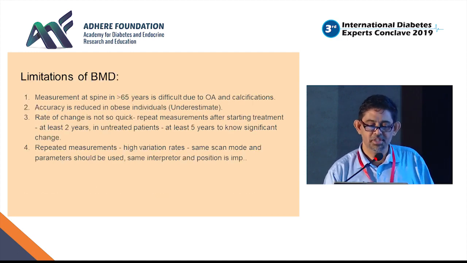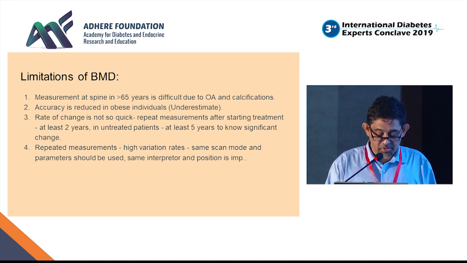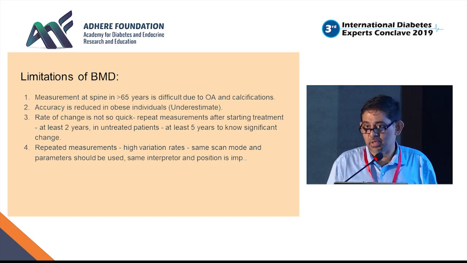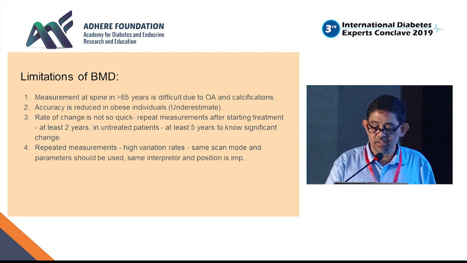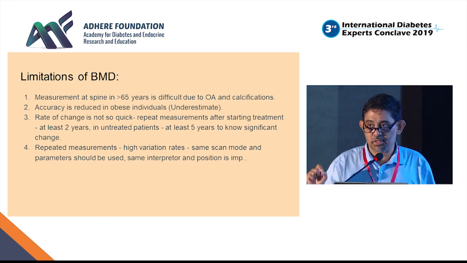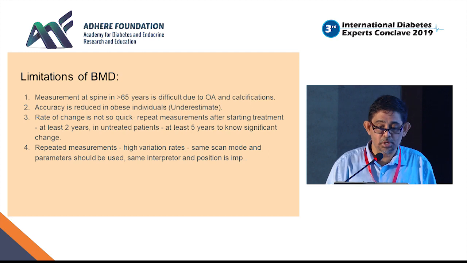The limitations: measurement at the spine in those over 65 years is difficult due to osteoarthritis and calcifications. Accuracy is reduced in obese individuals. It's very difficult to do this test in the obese. The rate of change, as we discussed, is not so quick. Do not even ask for a repeat test between 1 or 2 years after you have started treatment. There are very high variation rates for these repeat measurements. And remember to send the patient to the same center and preferably the same person to do the test.